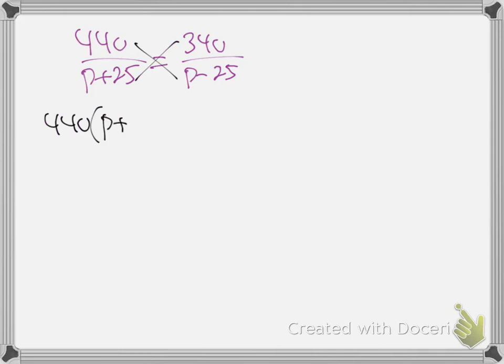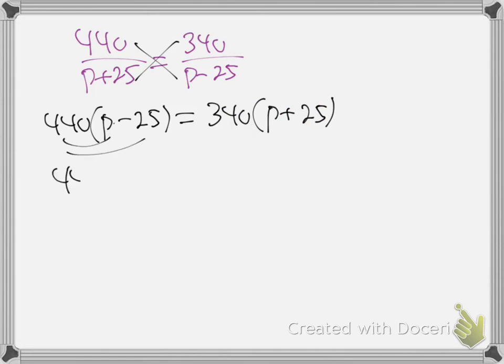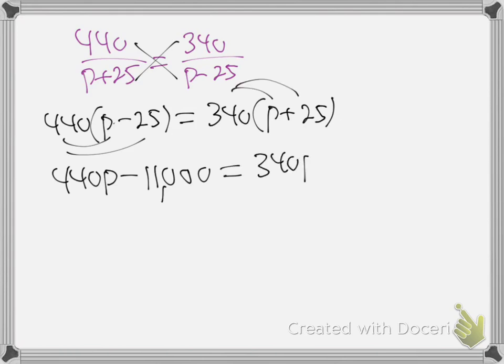So cross multiply, diagonal, diagonal: 440 times P minus 25, 340 times P plus 25. Distribute: 440P minus... somebody have a calculator? What's 440 times 25? Is it 11,000? 11,000? Okay, boom and a boom. 340P plus... add 2 zeros and divide by 4. 8,500. Thank you.